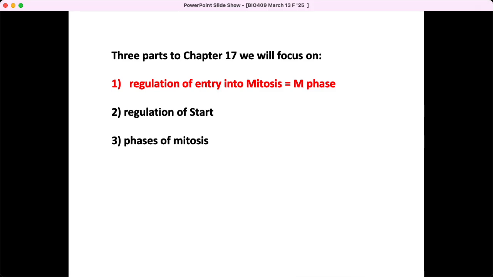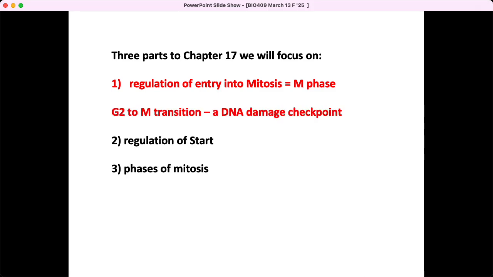In this chapter we're going to talk about these three topics. We're there right now: regulation of entry into mitosis, entry into M phase. It's called the G2 to M transition, and it's a DNA damage checkpoint. If there's no DNA damage, the cell just rolls through, the chromosomes condense, the nucleus breaks down, and it goes into mitosis. But if there's DNA damage, we want to stop.